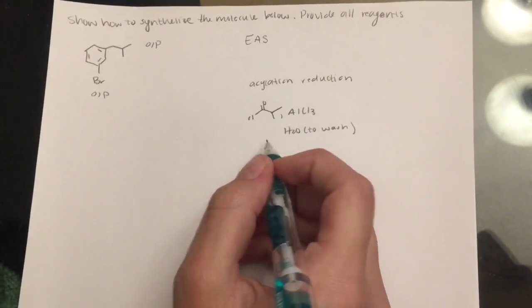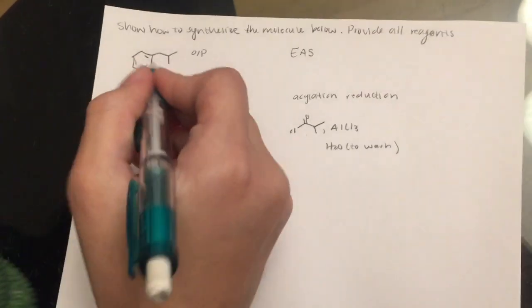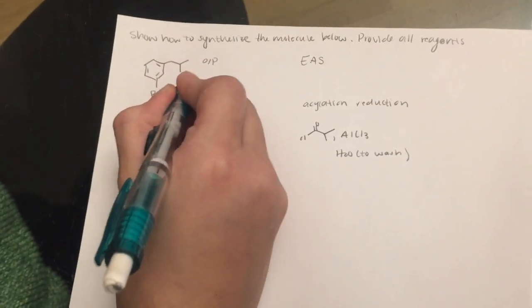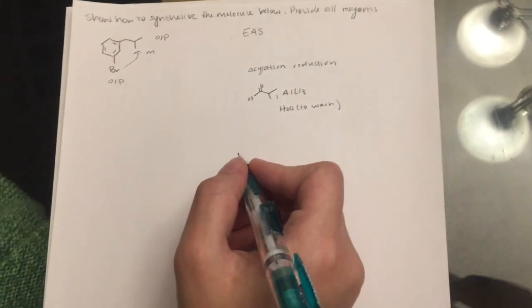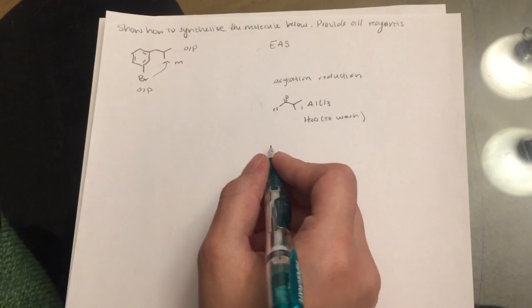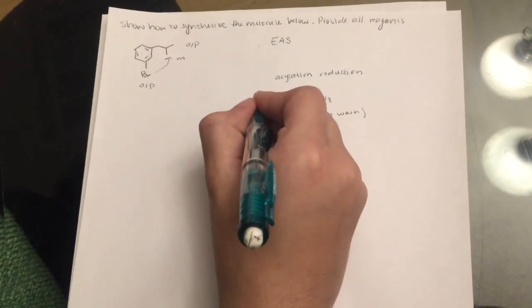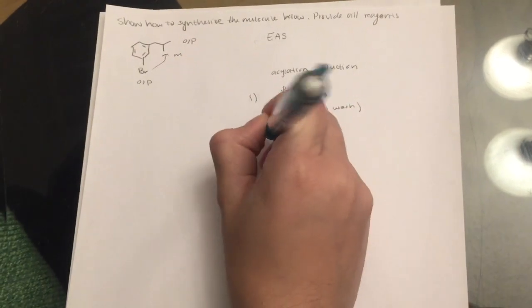Now we have to figure out whether we added the acyl group first or whether we added the bromine first. We can see that the bromine is meta to the alkyl group. Therefore, we note that the bromine was added before acylation reduction took place. Thus, the first step was acylation, followed by the addition of bromine.